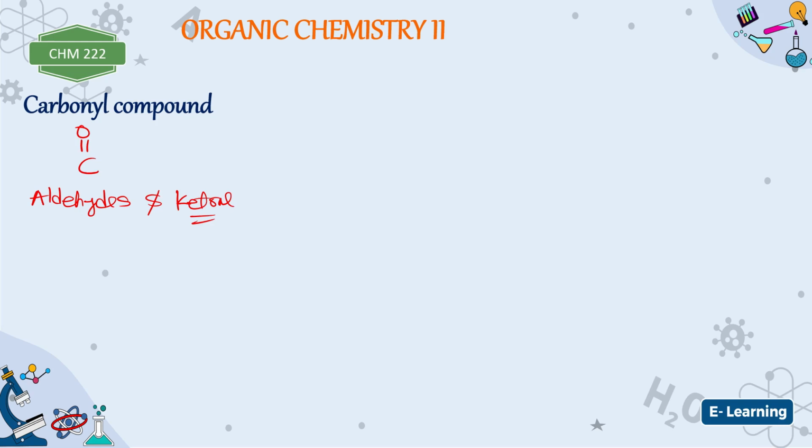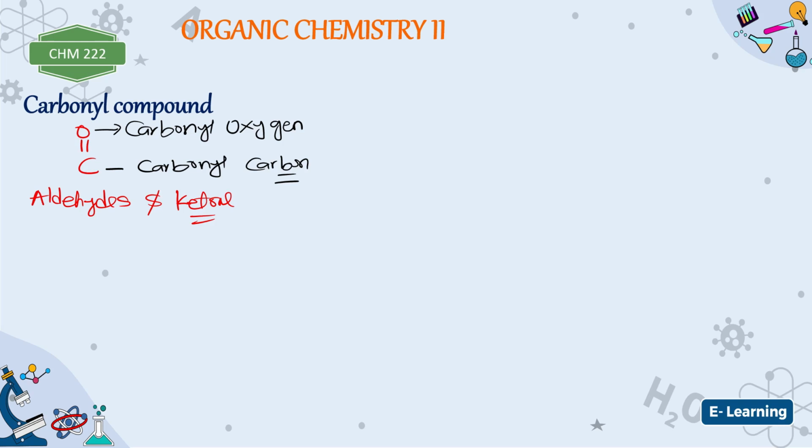Of course, the carboxylic acid and the derivatives of the carboxylic acid also have a carbonyl group, maybe attached to any other functional group, depending on the derivative that we are looking at. Is that okay? Now, for the carbonyl group, this oxygen here is called the carbonyl oxygen, and this carbon here is called the carbonyl carbon.